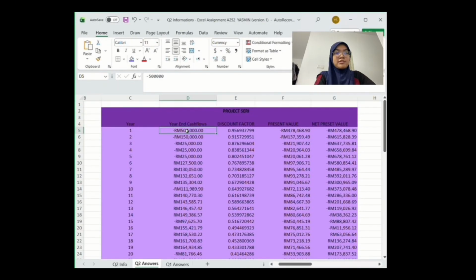Next, I will present question 2. To begin, I set up the projected annual cash flow for both opportunities inside the spreadsheet. After that, I calculated the annual discount factors using the standard formula.